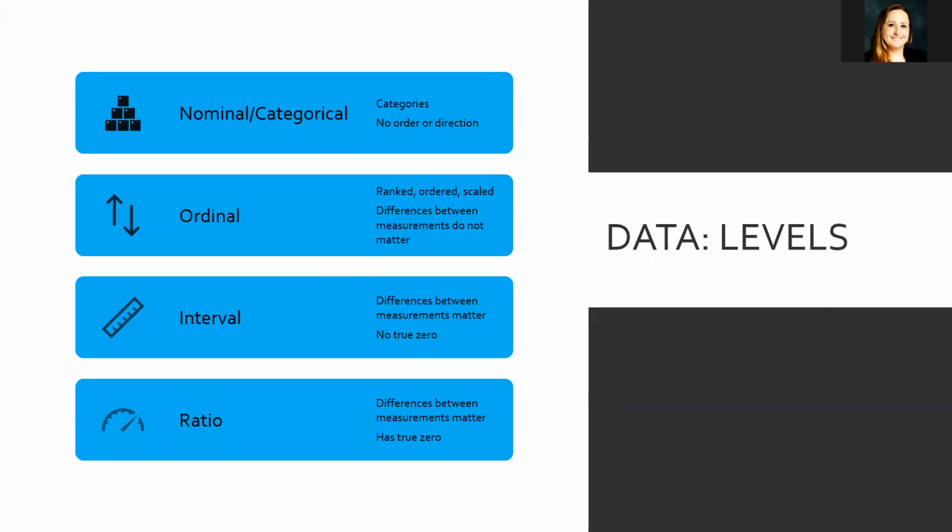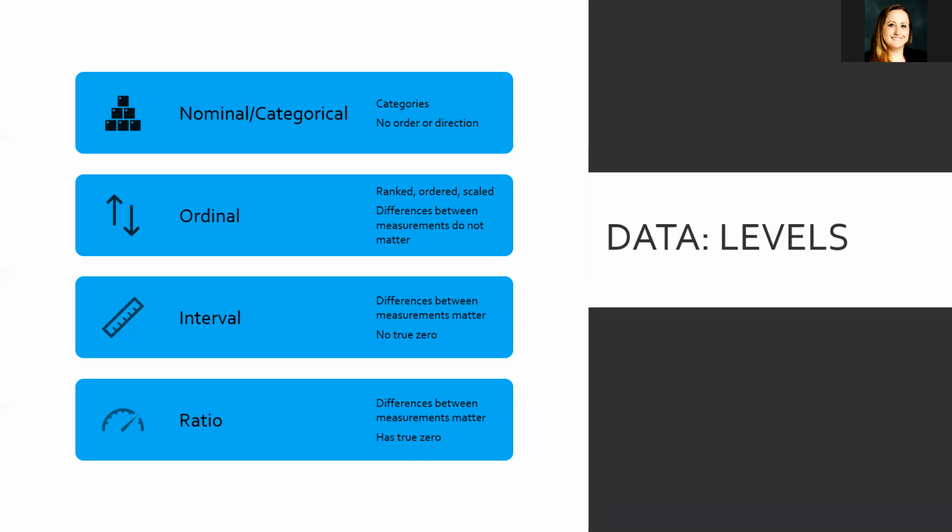There are also 4 different data levels. Nominal or categorical data is the lowest level because you can run the least amount of analyses on it. It contains data about different categories such as tree or bird species and does not have an order or direction.